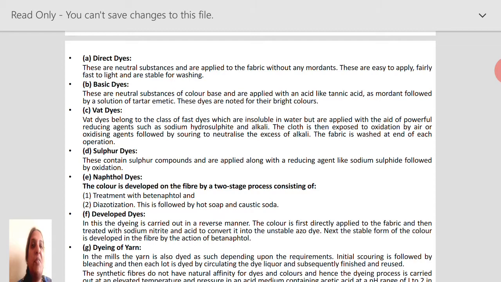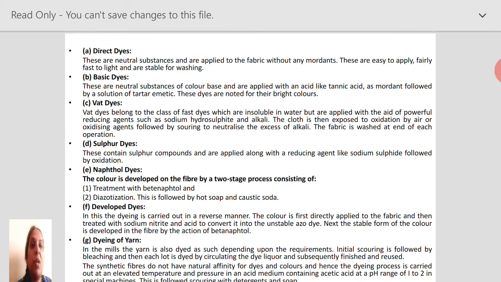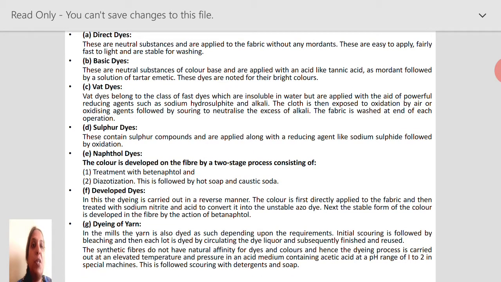In the case of direct dyes, from the name itself you could say these are natural substances. They are applied to the fabric without any mordants. They are easy to apply, and they are light, as well as stable for washing, so they will not get easily washed out. And basic dyes, these are also neutral substances of color base. And they will be applied along with tannic acid, followed by tartar emetic. So these dyes are noted for their bright colors.